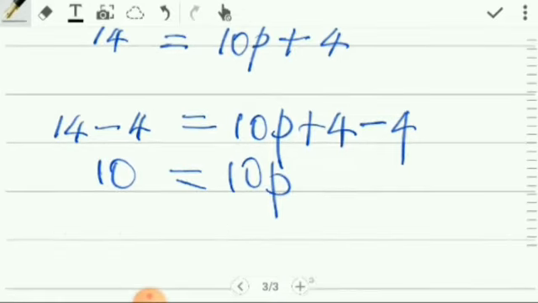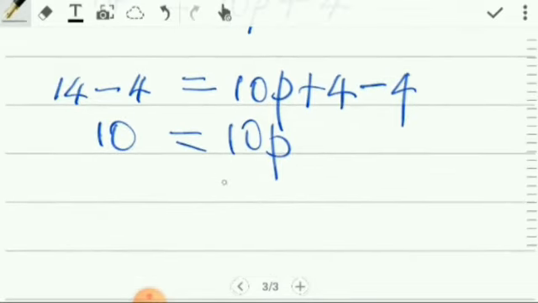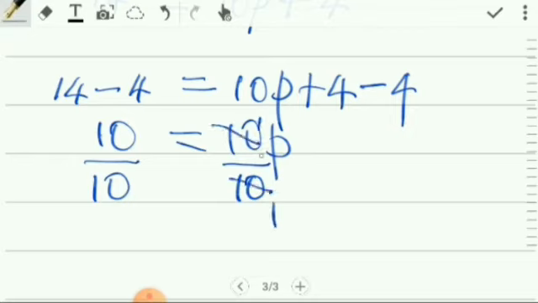So let's look. I have 10 is equal to 10p. What is this 10 here on the right side doing to p? It's multiplying. Therefore, the inverse of multiplication is to divide by 10. Whatever you do to one side, you do the same thing to the other side. We divide by 10. As you could see, the 10 cancels itself here, leaving 1p. 10 cancels itself here, leaving 1. 1 is equal to p. So as you could see, our answer is p is equal to 1.